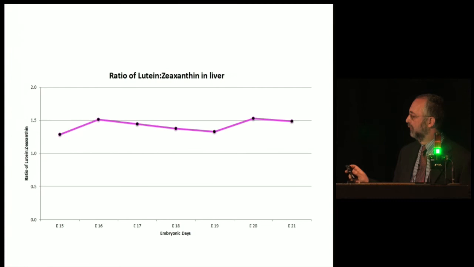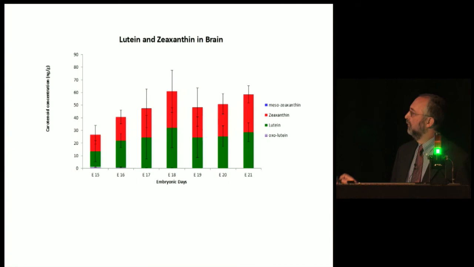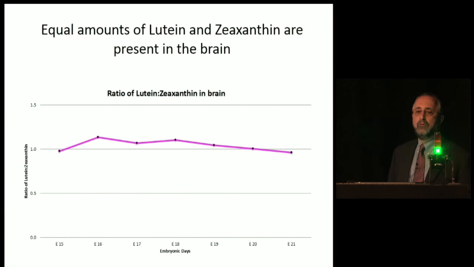In the brain, there's a lot of interest. What's going on in the brain of these birds? Well, you can see lutein and zeaxanthin appear relatively early in development here. It rises some, but not dramatically. Very little oxolutein in the early phases. Absolutely no meso-zeaxanthin present in the brain of these birds. The ratio is about 1 to 1 for lutein to zeaxanthin. So this is a little different from what we see in the serum, yolk, and in the liver.